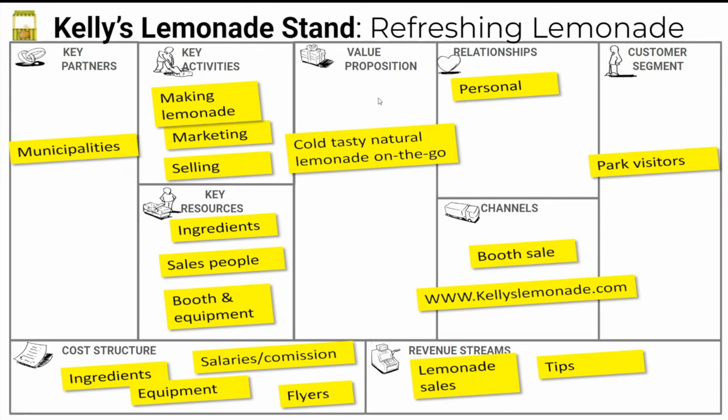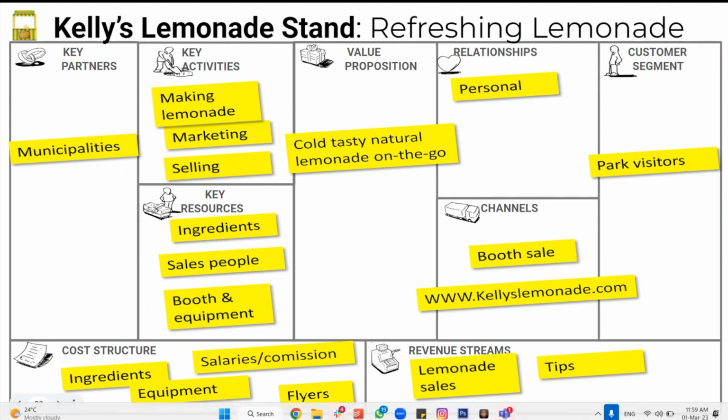الفاليو بروبوزيشن ماله شنو؟ It's cold and tasty natural lemonade on the go ومكانه هو بروحه موجود في البارك. That's a value proposition. ما في competitor قاعد يوفر نفس الشيء. ما في competitor في البارك قاعد يوفر lemonade that is natural and on the go. That's a value proposition.